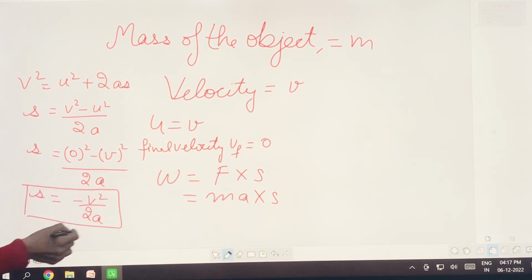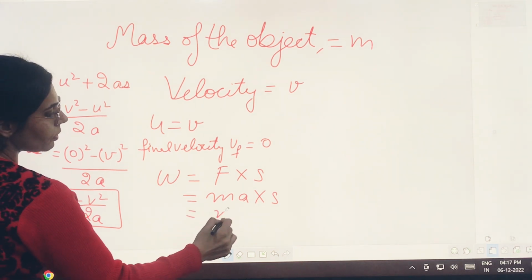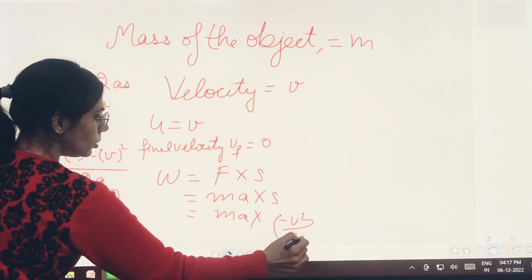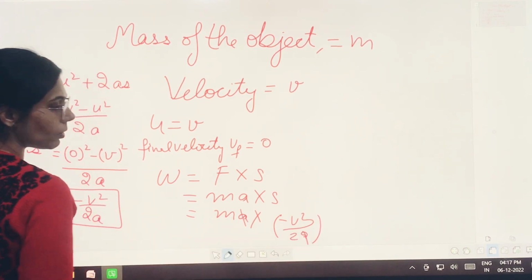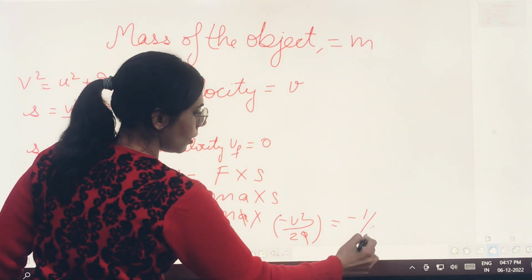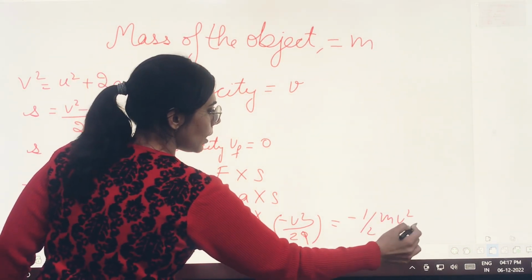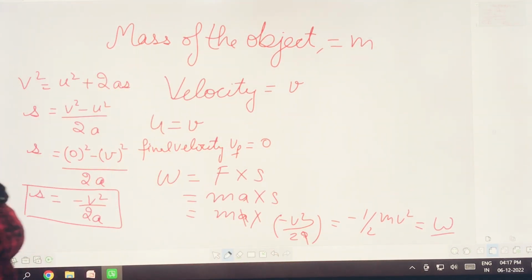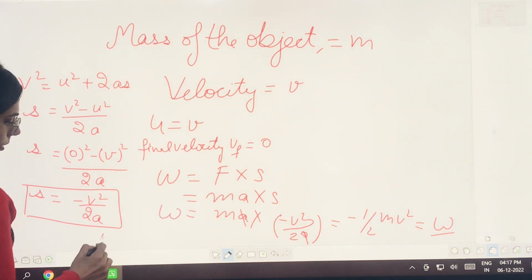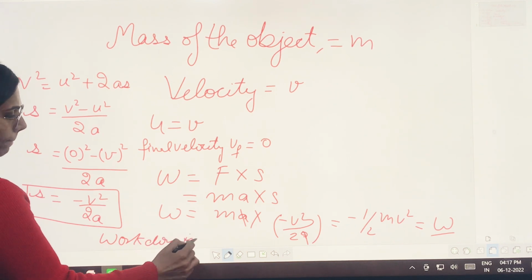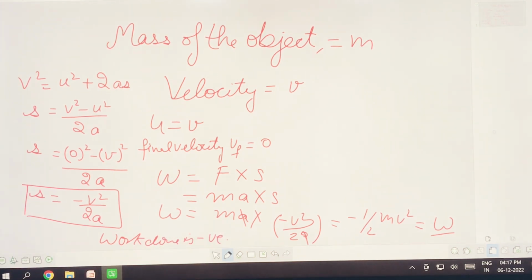Fine with it, and we will substitute the value of s over here, so we get mass into acceleration into minus v square upon 2a, and a will be cancelled out over here. So what we will obtain is minus half m v square, and it will be equivalent to the work done to bring that object at rest. And here the work done is negative. Fine with it?